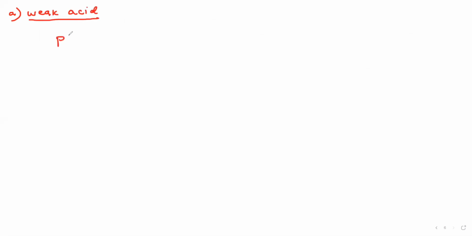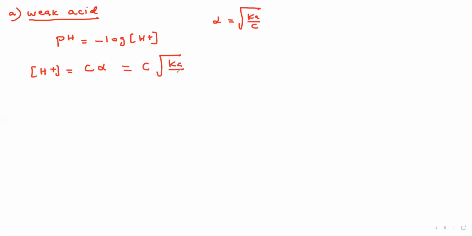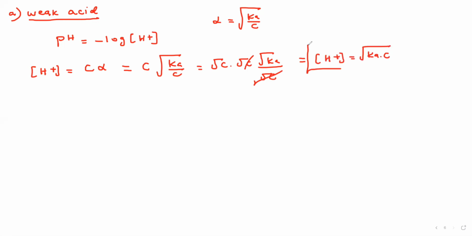Now, what is the formula? The pH equal to minus log of H plus, right? Now, you know what is the H plus concentration of a weak acid? That is nothing but C alpha, right? What is the alpha value? The square root of Ka by C. I can substitute this: C into square root of Ka by C. Now you see root C into root C is nothing but C, and root C cancels. Therefore, the H plus concentration is the square root of Ka into C for weak acid.